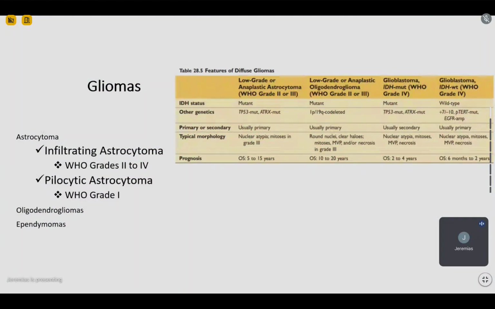Under gliomas, gliomas are the most common group of primary brain tumors. Under gliomas, we have astrocytoma, oligodendrogliomas, and ependymomas. These tumor types have characteristic histologic features that form the basis of the classification. We have primary glioblastoma and also secondary. Let's discuss one by one.